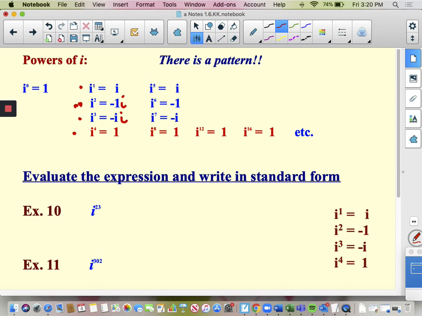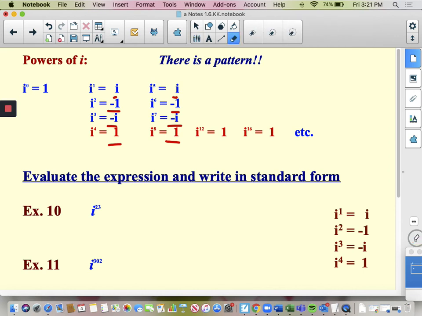If I do that, I will erase these. Then i to the fifth is going to go back to i, so notice these are the same. i to the sixth is -1, i to the seventh is -i, and i to the eighth is 1. And it just keeps repeating. So every fourth power repeats the pattern of i, -1, -i, 1. I'll erase these again so you can see that better. So i to the 12th is 1, i to the 16th is 1, i to the 20th is 1, i to the 24th, you get the idea, right?